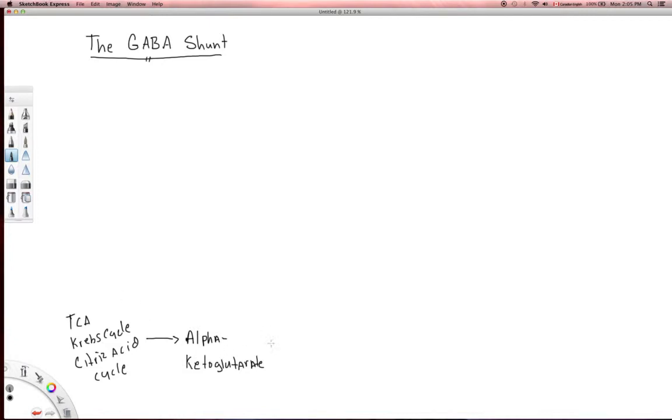So this is something that comes out of the Krebs cycle. And so what happens is this here is metabolized into glutamate, specifically the L isomer, the L enantiomer of glutamate, L-glutamate.